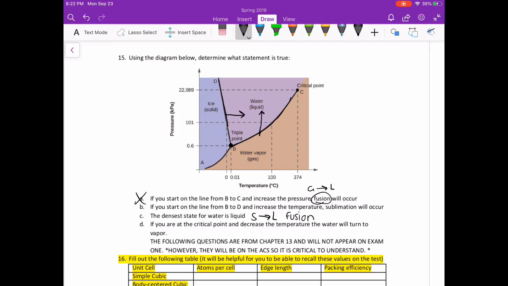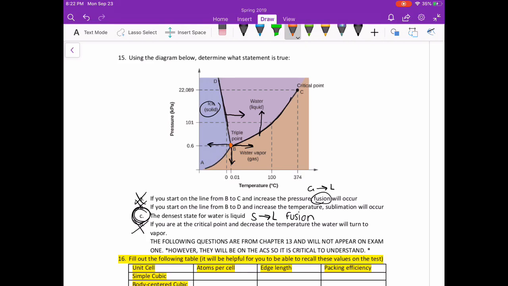For C, to figure out the densest state in a phase diagram, you want to start at the triple point. When you start at the triple point and increase pressure, that's saying fusion would occur if I decrease temperature, if I go to the left, because I end up in the solid state. My arrows are just saying be able to know what's happening when I go from the triple point and increase pressure or increase temperature. So C is my densest state.